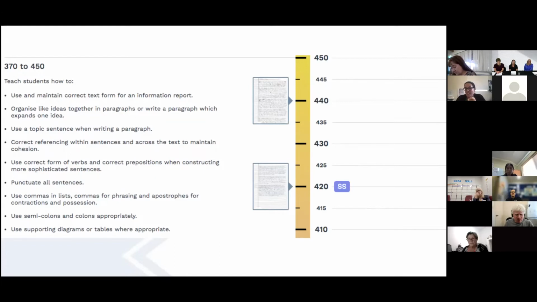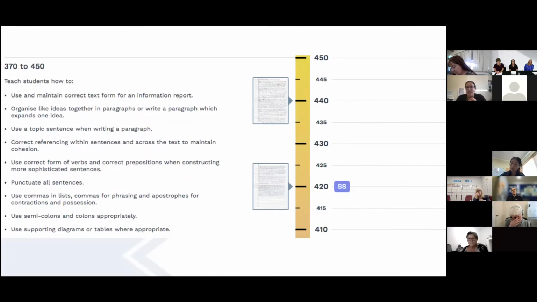But in years 5 and 6, and this has been quite powerful, we've been doing this for the last sort of 6 to 12 months, we actually print this out for our students, and we might highlight 1 or 2 dot points at a time.